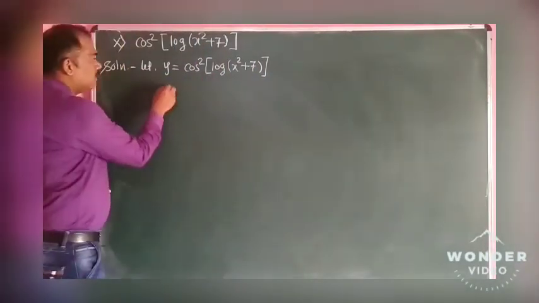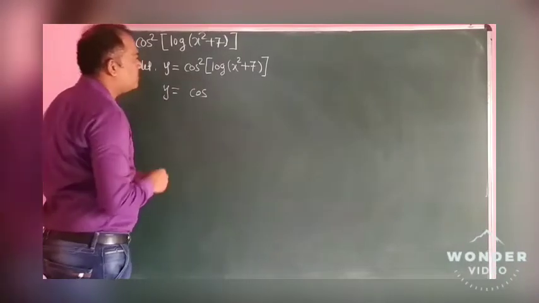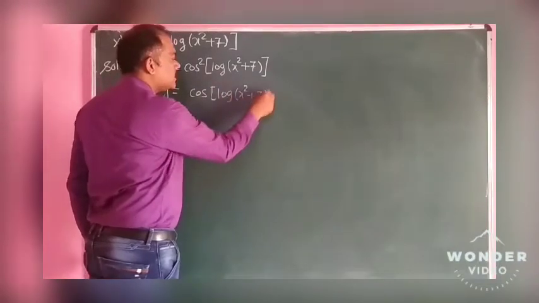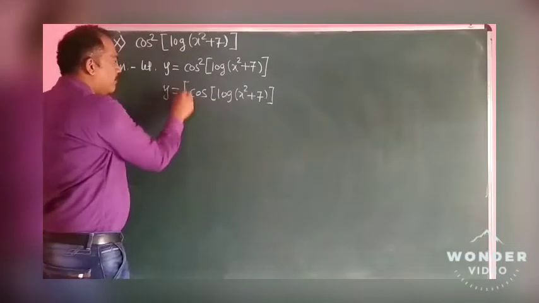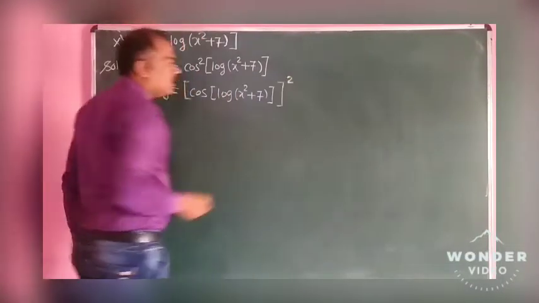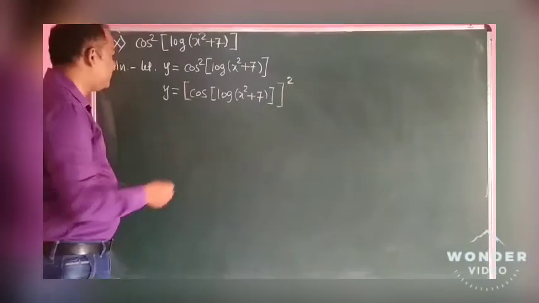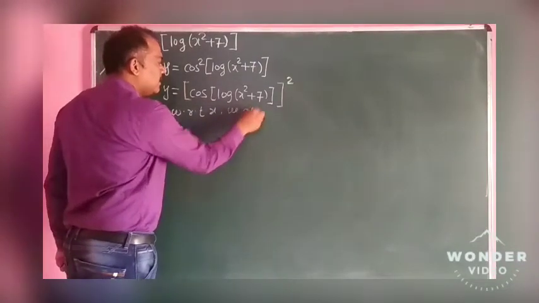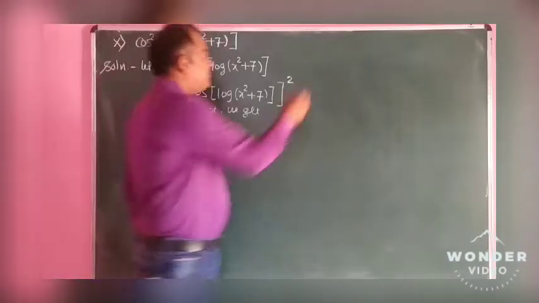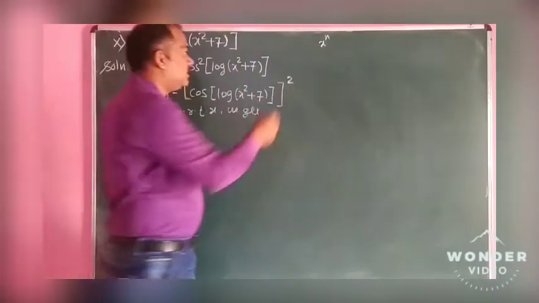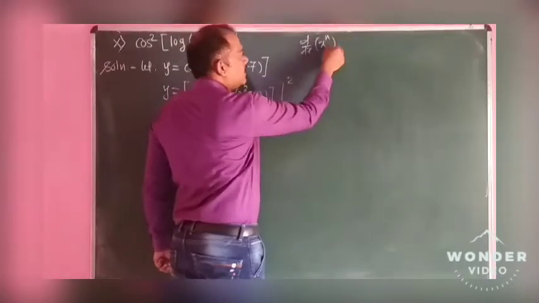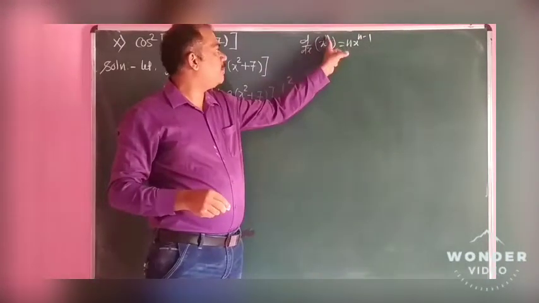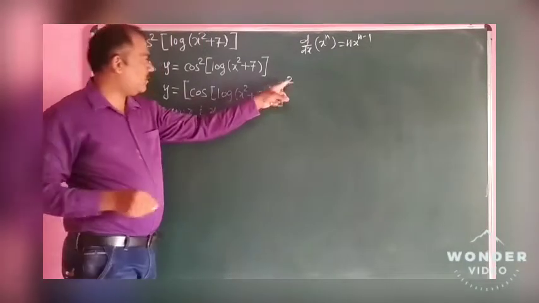So that we can write y is equal to cos of log of x square plus 7 whole bracket square. Now we have to differentiate with respect to x. By using the formula of d dx of x raised to n, we know that d dx of x raised to n is equal to n into x raised to n minus 1. We have to take this power as it is, and from the power we have to minus 1.